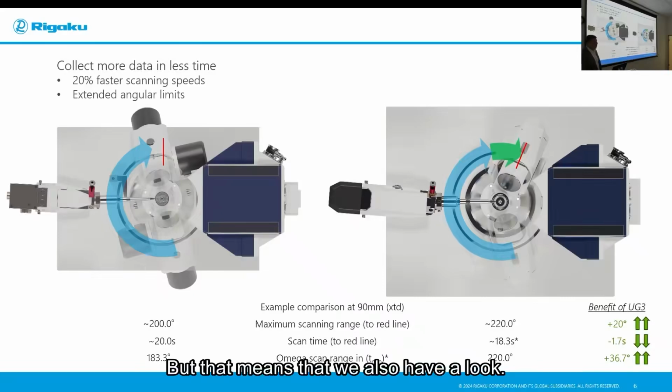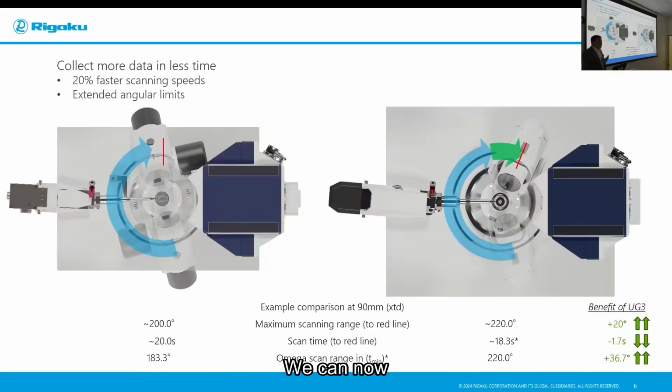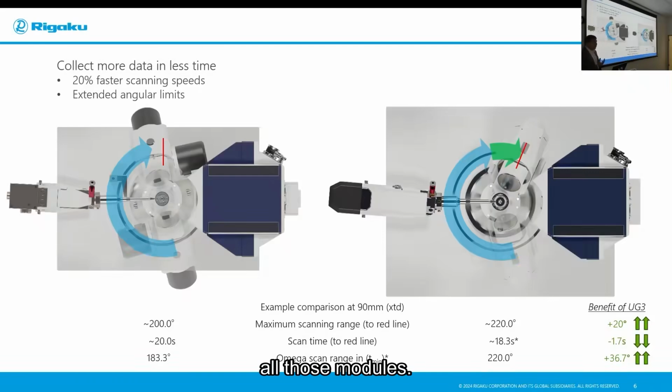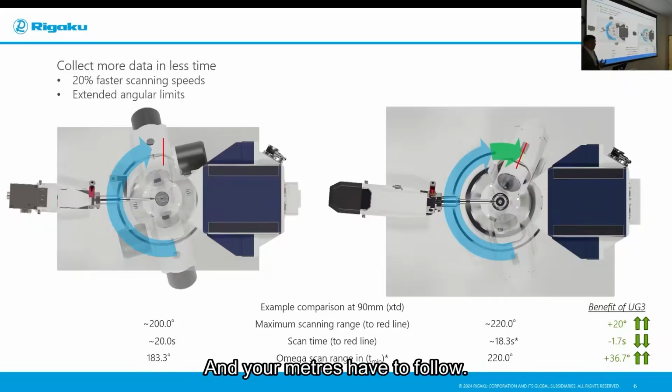But that means that we also have a look, and we built extra detector, super detector that is dedicated for single crystal measurements. We discussed that in the lab. We can now finally build the curve detectors again because of the high dynamic range of those modules. So you can register both high angle and low angle at the same time. And the goniometer had to follow next because the arcs have straight shape that the former goniometer didn't really expected.